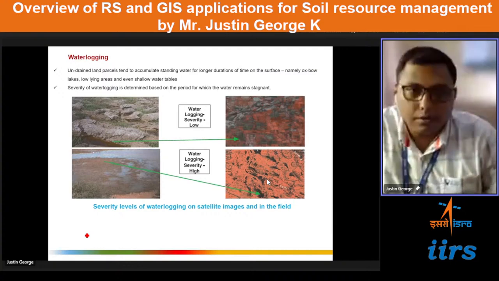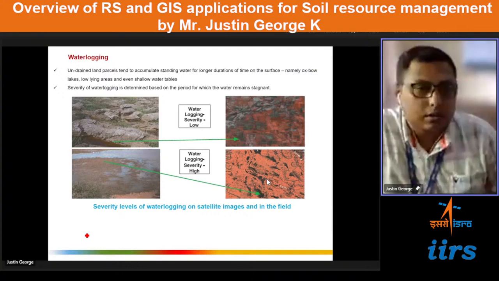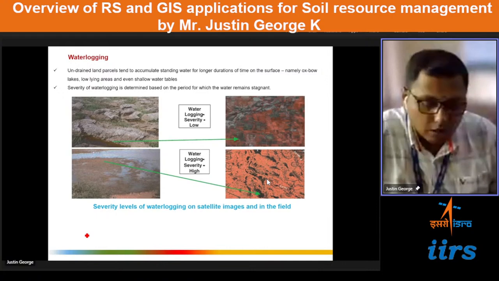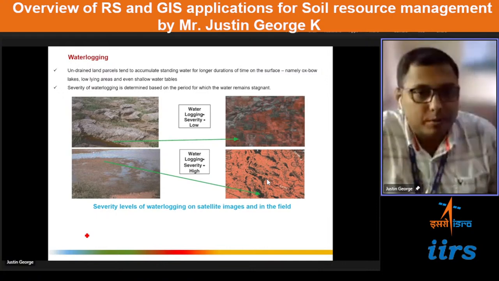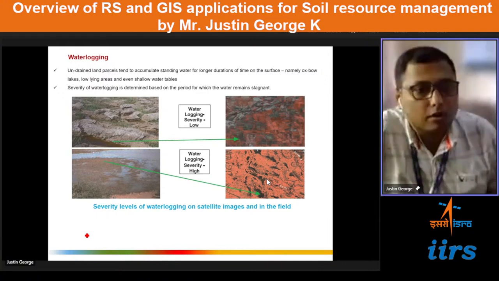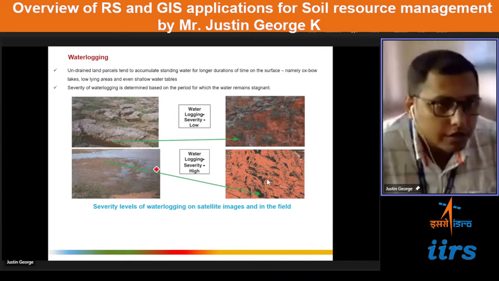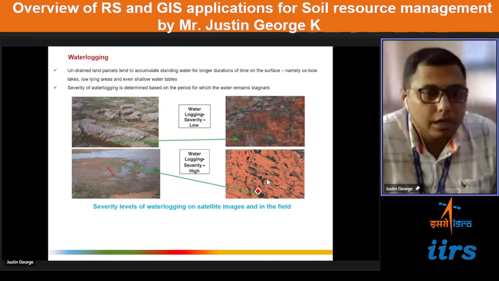If two crops are possible, we can say that it is moderately waterlogged. And if all the three crops are possible, then it is only very slightly waterlogged. This is the field condition of the waterlogging, and this is how the area looks in the particular image.